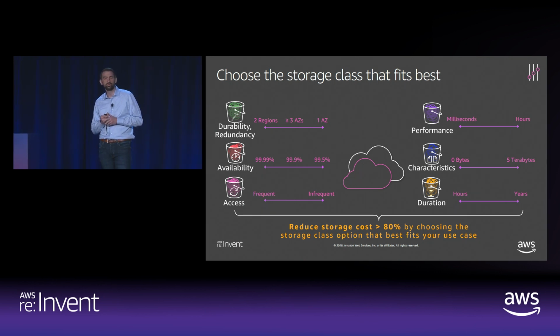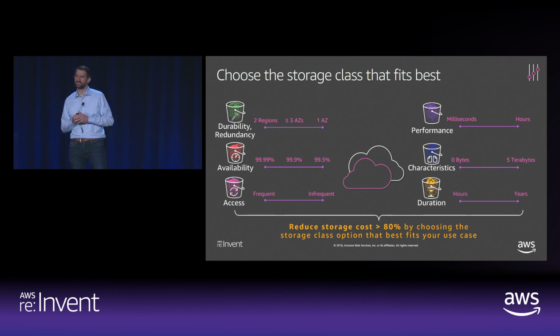I talked before about that. We talked about performance. You can choose a storage class that gives you milliseconds, like S3 Standard or Standard Infrequent Access, or you can choose a performance like in hours, like asynchronous, like S3 Glacier. Or there's a new storage class pre-announced, I think it was yesterday, like S3 Glacier Deep Archive.